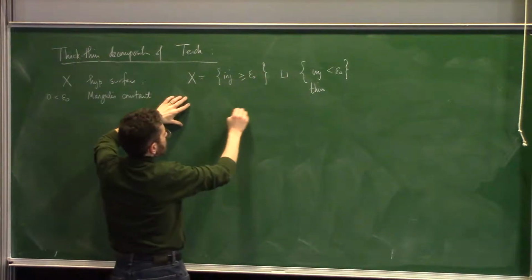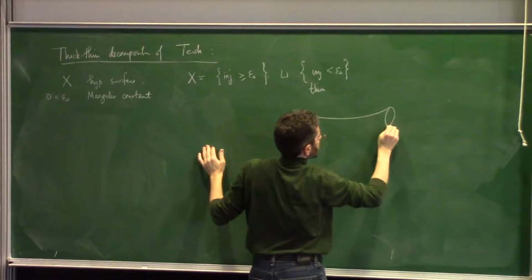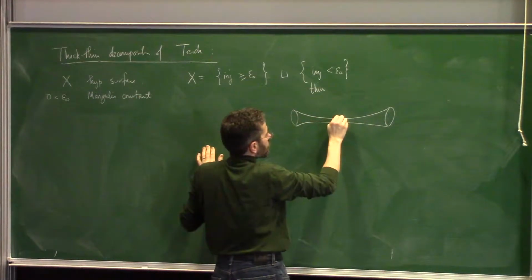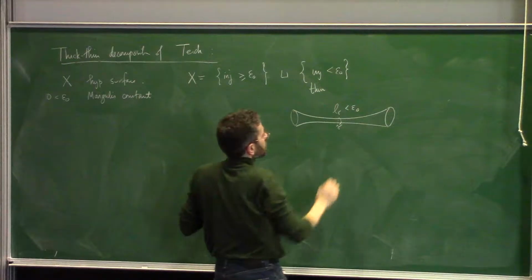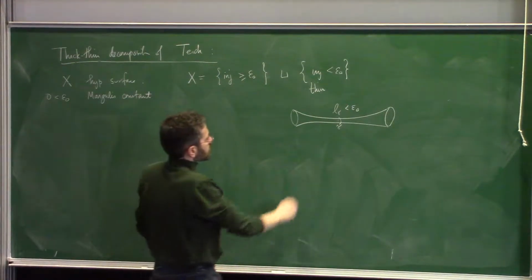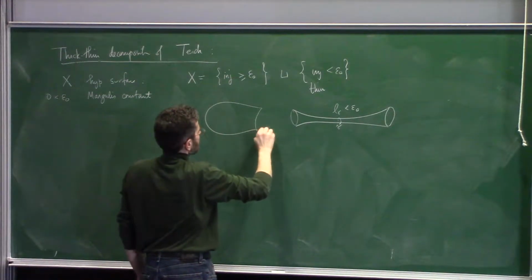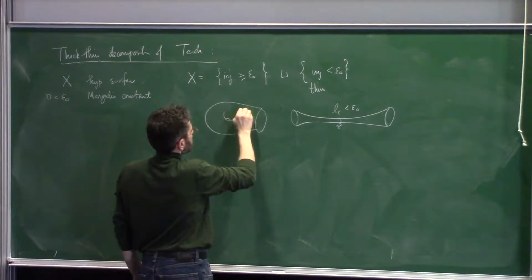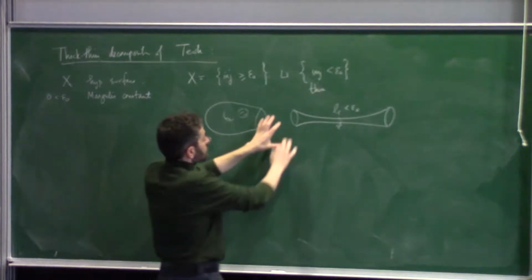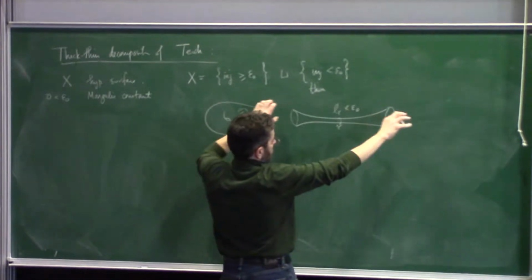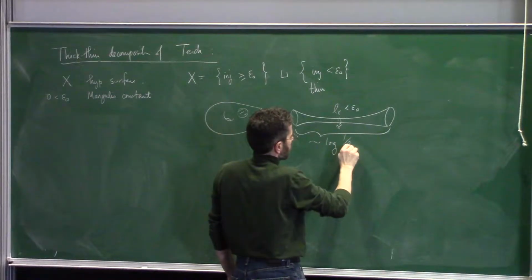The structure of these is the following. The thin part looks like a union of collars, where the core of the collar is a geodesic, say gamma, whose length is less than epsilon naught. And then there are the thick parts, which are thick. Every point in the thick part has a ball around it of definite radius. So this lives in a compact family of shapes, and the collars can get thinner and thinner and longer, so the width of the thin part is roughly log of 1 over the length, something like that.